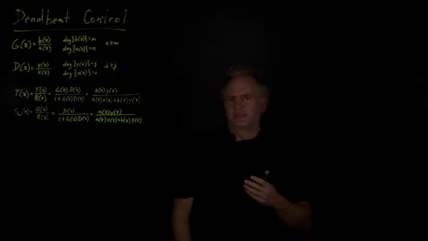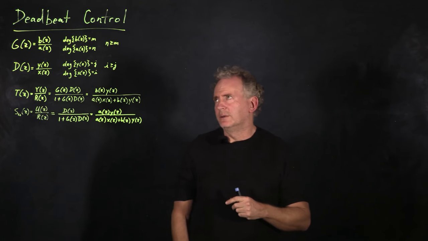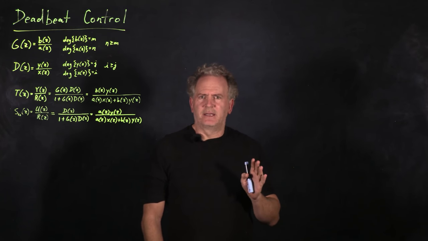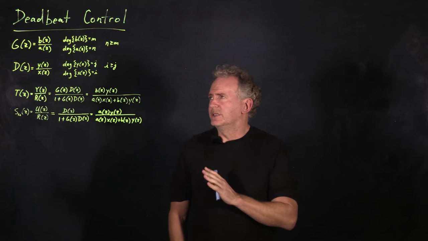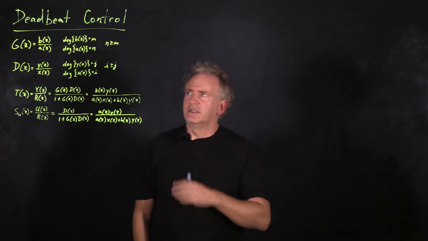In this video, I'd like to talk about a special class of discrete time controllers called deadbeat control. It's an idea that doesn't really have an analog in continuous time, and it's quite interesting.